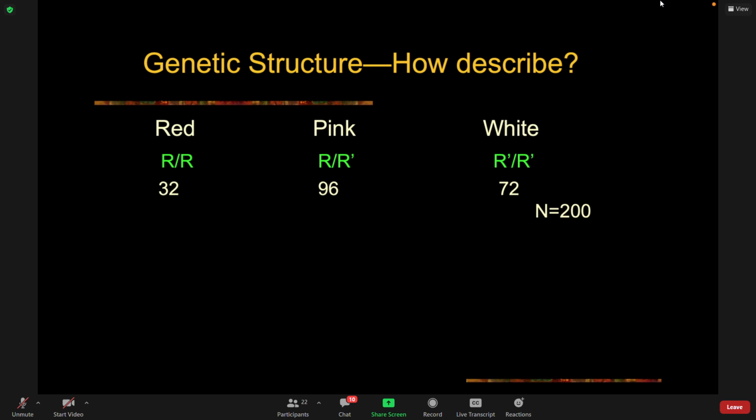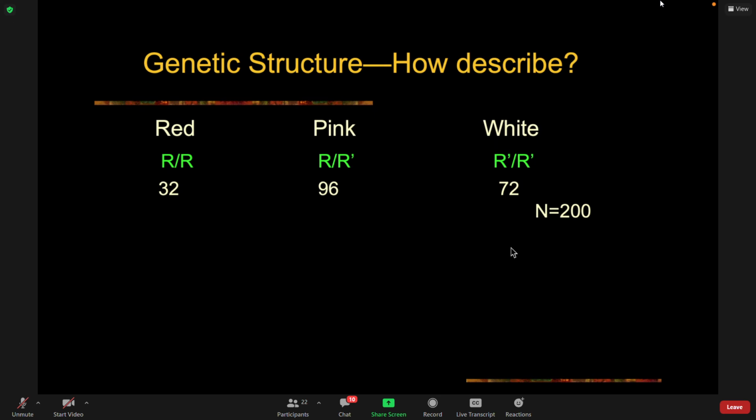And so it is a case of incomplete dominance, so that big R is not dominant to R prime. They're both equally expressed. So we have 3 different genotypes that correspond to 3 different phenotypes. So we have red, and their genotype is big R big R, pink, where the genotype is big R big R prime, white, big R prime big R prime. So our sample size here is 200.